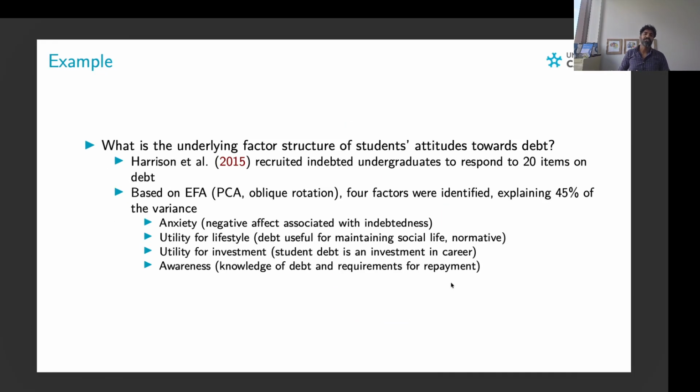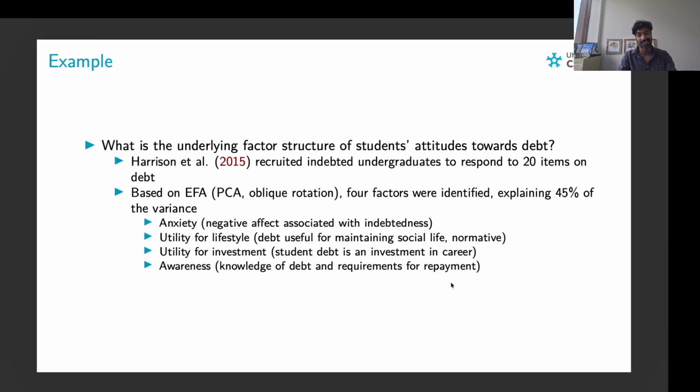What is the underlying factor structure of students' attitudes towards debt? So Harrison, this 2015 paper, they recruited indebted undergraduates to respond to 20 items on debt, and based on exploratory factor analysis using principal components analysis with oblique rotation. You'll be masters in this terminology soon, but just bear with me for now. This is just what they've done in this study, but we'll cover it in a moment. They identified 4 factors in this study, explaining 45% of the variance. So in the overall variance, 45% of the variance was accounted for by these 4 factors.